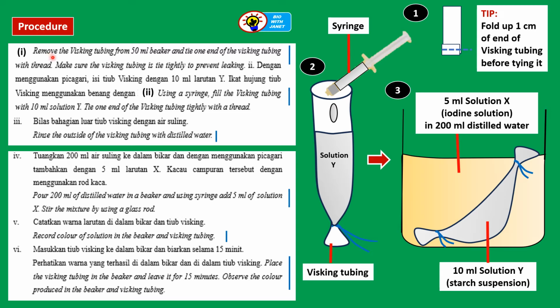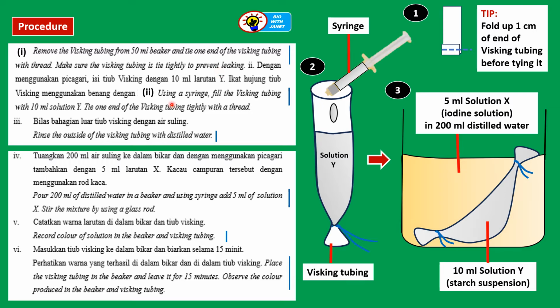Firstly, remove the whisking tubing from the 50 ml beaker and then wet it and open it up, and then tie one end of the whisking tubing with a thread. As I said, fold it up first and then tie it. Then it will prevent leakage. Fold up the end first, 1 cm of the end, fold it up and then tie it up. Now make sure the whisking tubing is tied tightly. So this is a precaution. Tied tightly to prevent leaking.